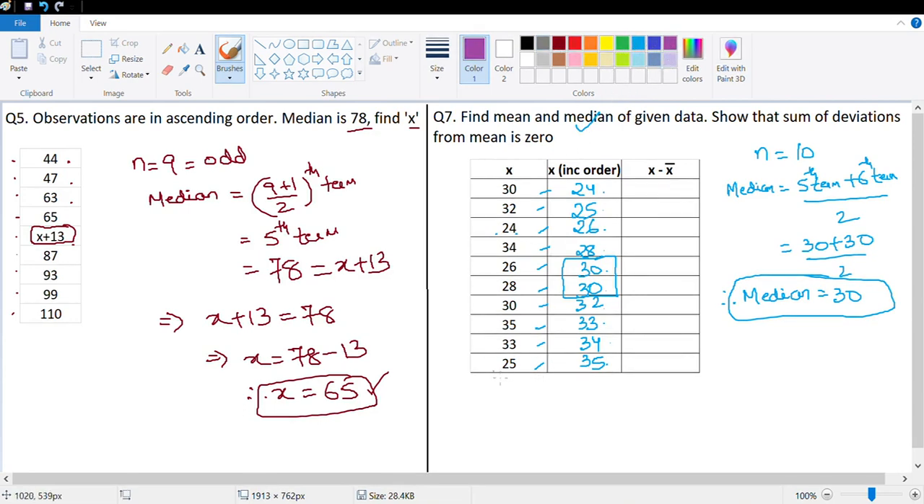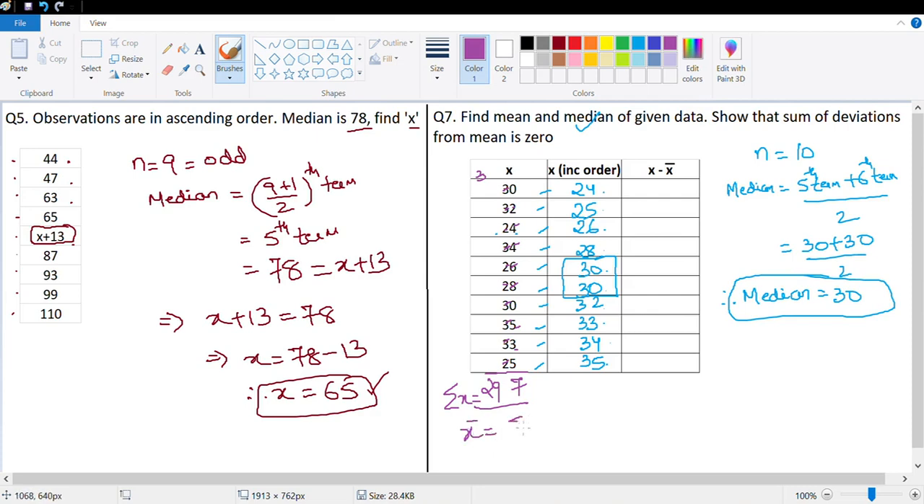For mean, we'll have to add them up. So let's add: 2 plus 4, 6, 6 plus 4, 10, 16, 16 plus 8, 24, 24 plus 5, 29, 29 plus 3, 32, 32 plus 5, 37. So the sum of all numbers is 297.